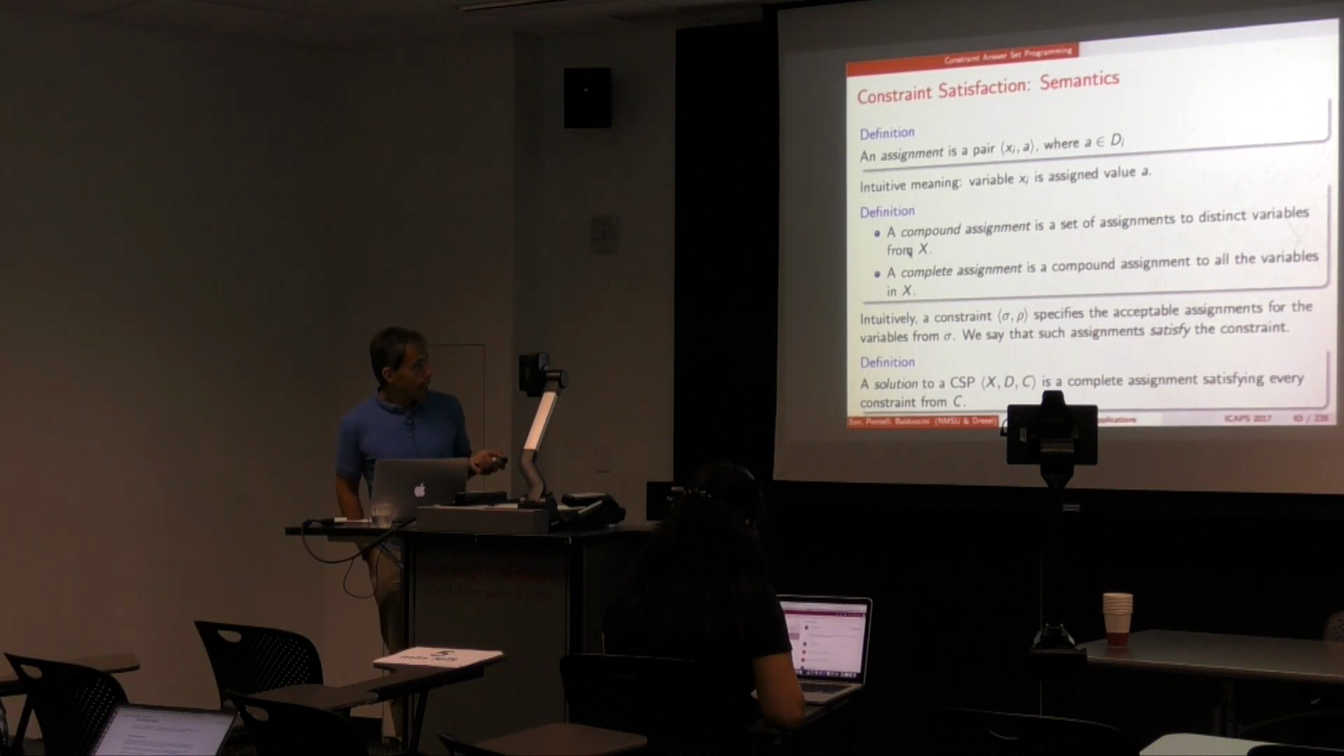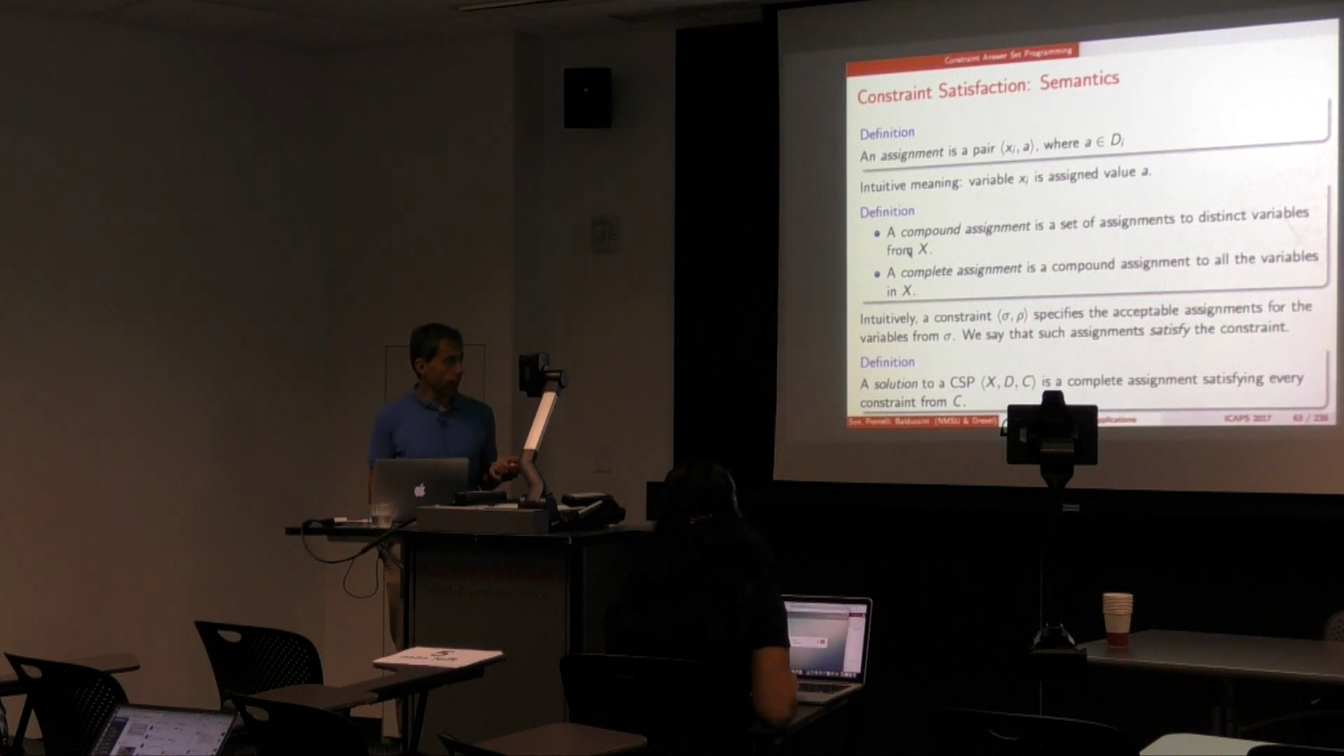So a solution to a CSP is then a complete assignment that satisfies every constraint from the CSP. And an assignment satisfies a constraint, a pair like this one, whenever the values of the variables from the first element of the pair, from a given assignment, fall within that subset of the Cartesian product of the domains of the variables specified in the second element. Then the constraint is satisfied. And so a solution to a CSP is a complete assignment that satisfies every constraint.